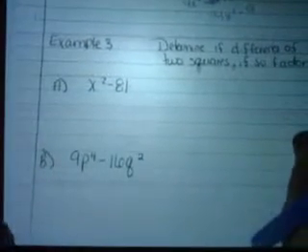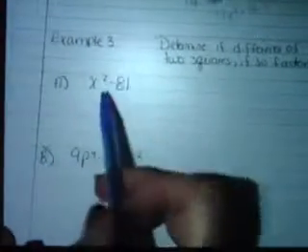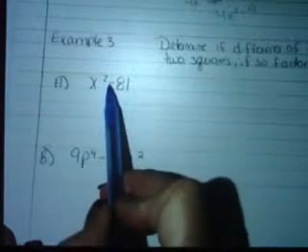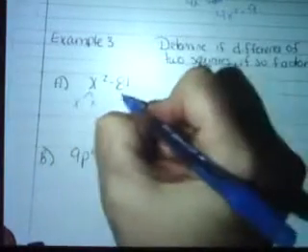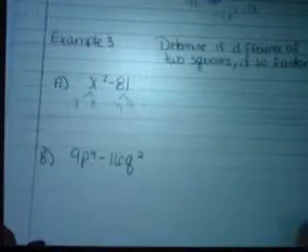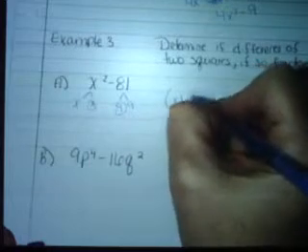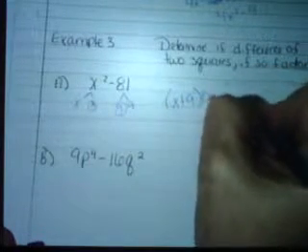Let's look at this example. Determine if we have a difference of two squares. First of all, do we have subtraction? Yes. Do I have a perfect square and a perfect square? Yes, I do. I have x times x, and then I have 9 times 9. So this is going to factor to be x plus 9 times x minus 9.